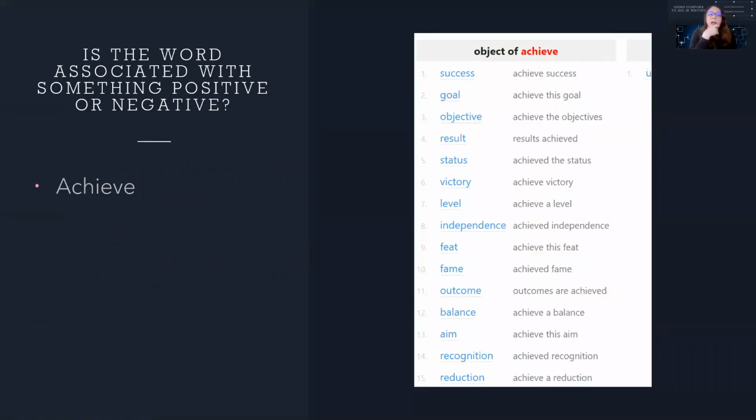So let's look at another search. This is from Skell. Is the word associated with something positive or negative? Is achieve used with a negative or positive word?